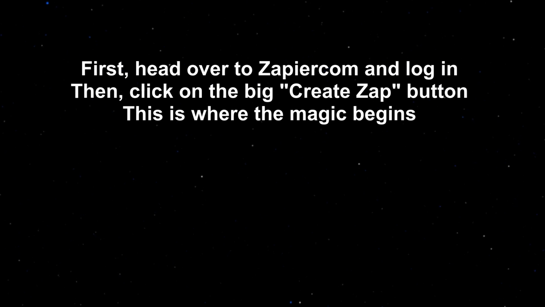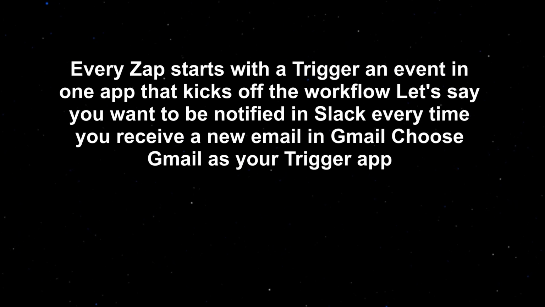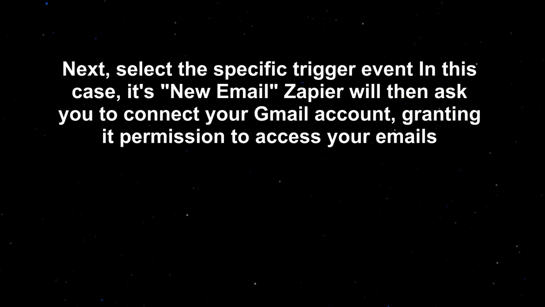This is where the magic begins. Every Zap starts with a trigger, an event in one app that kicks off the workflow. Let's say you want to be notified in Slack every time you receive a new email in Gmail. Choose Gmail as your trigger app. Next, select the specific trigger event. In this case, it's new email.